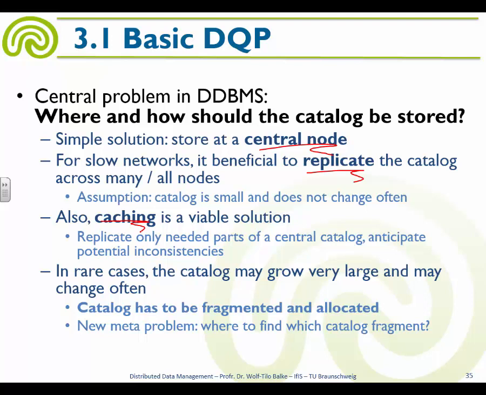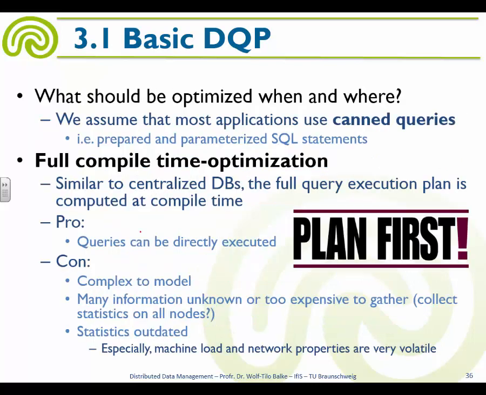We will see in the following, not in this lecture, but two lectures on, distributed ledgers and distributed procedures where you actually can fragment metadata catalogs and then get the best of both worlds in a way, right? Okay, so then you have the question of when do you optimize and where, right?